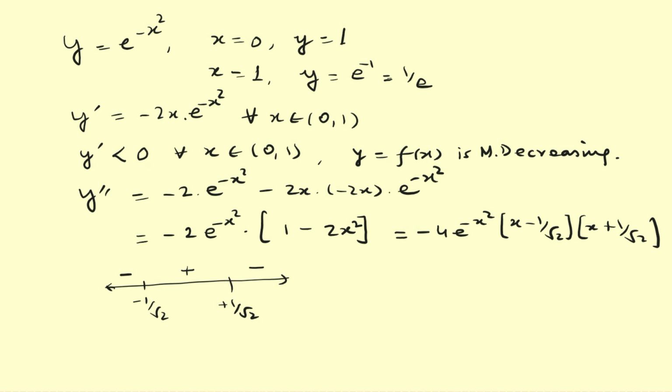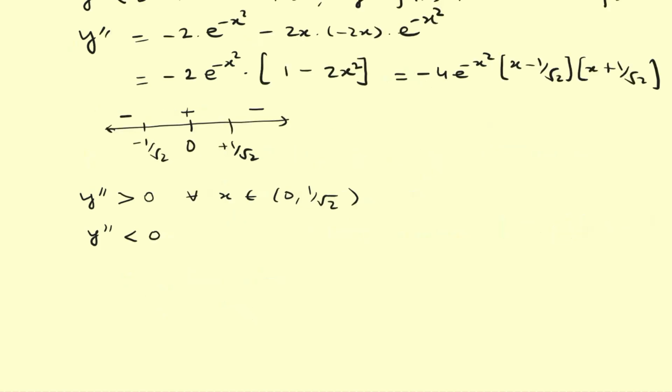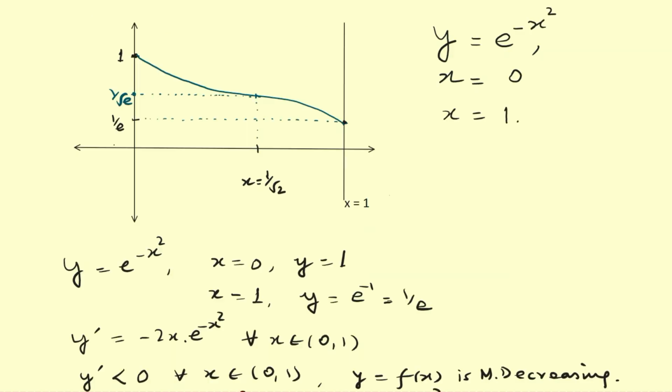Now this tells us a lot about the graph. First of all, our function is decreasing. So if you look at the sign convention of the second derivative, you find that it is positive for x belonging to 0 to 1 by root 2, and it is negative for all x belonging to 1 by root 2 to 1. Now positive second derivative means it is concave up, and negative second derivative means it is concave down. So if you look at the graph, our graph is going to be as shown in the figure.